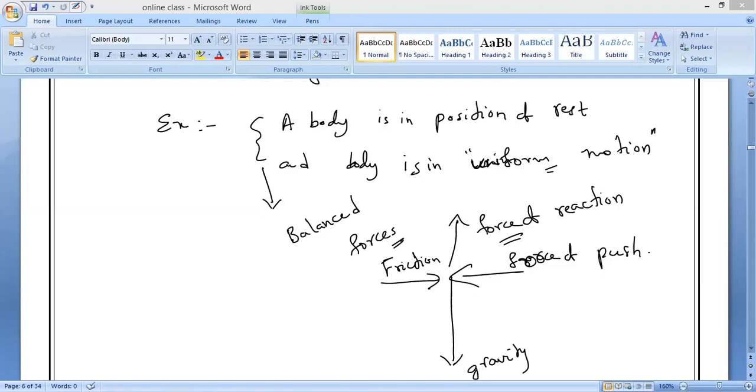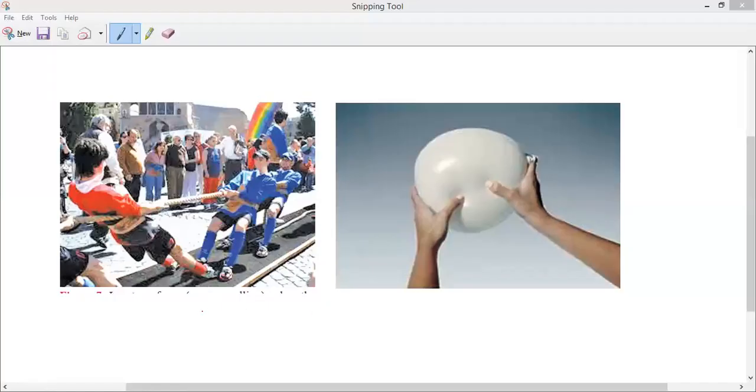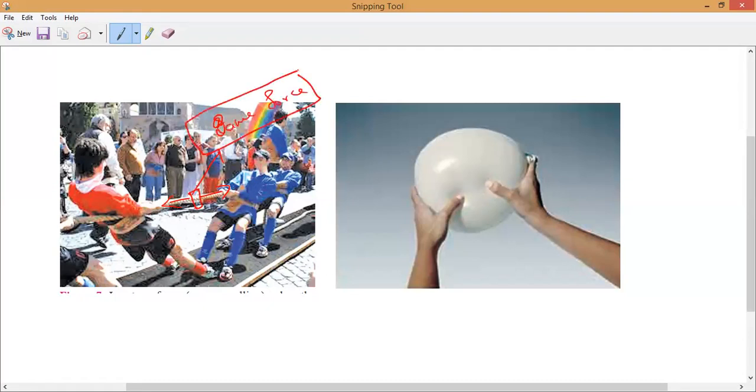Now, in your textbook also you can see the pictures. Tug of war is the most popular game which we all know, and we used to play when we were kids also. Now you can see the rope is not moving in either direction. Because why? Because both the teams are applying the same force. As they are applying the same amount of force, the rope won't move to this side or that side.